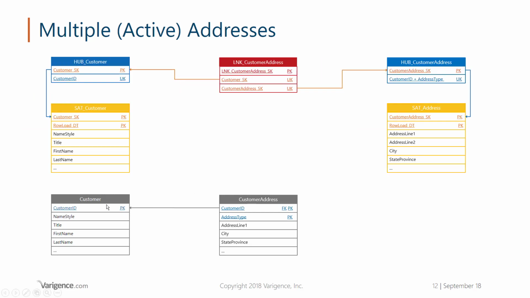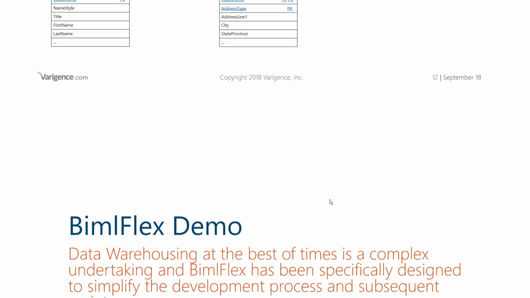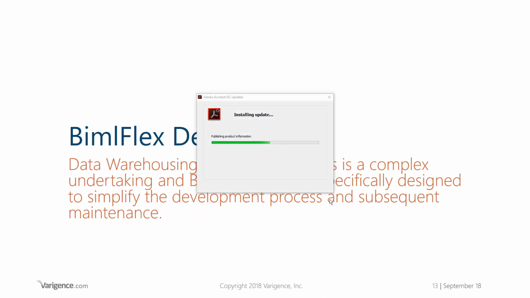So again, as we're going to do this, we're going to have the hub customer. We're going to have a link between the customer address here, same as in Ruland's image, between the customer address and the customer address SK, and then we're going to have this keyed instance hub, which will have a concatenated key of customer ID and address type and the surrogate key, and then we'll have a satellite sitting over here. So let's go and have a look at what that looks like and how we would do that in BimlFlex.